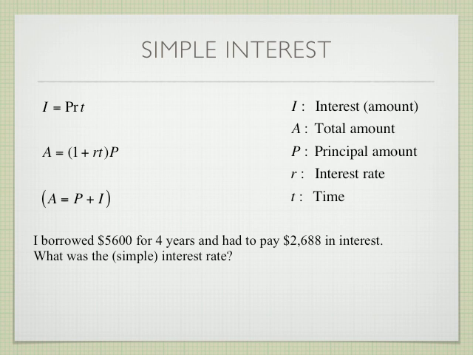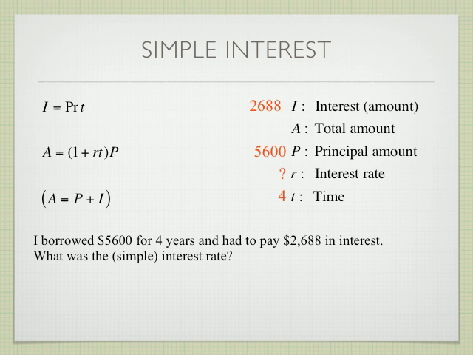Okay, I borrowed $5,600 for 4 years. I paid that much in interest. What was the simple interest rate? Okay, do this one on your own. Pause the video. Okay, first of all, filling in all the values. I borrowed $5,600. That's the amount of money at the beginning of the story. For 4 years, that's my time. I paid $2,688 in interest. That's my interest amount. That's my dollar amount. What was the simple interest rate? So that's the question I have.